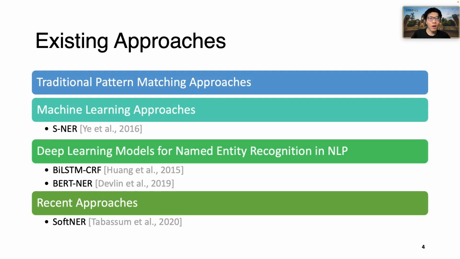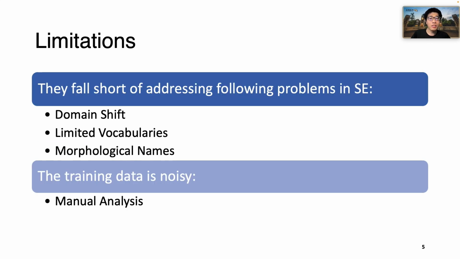SER has evolved from pattern matching to machine learning to deep learning. Deep learning models are the leading paradigms for named entity recognition in general text and can also be adapted to recognize software entities. Recently, SoftNER has been proposed to detect fine-grained software entity types with a model fine-tuned on Stack Overflow data. However, existing SER approaches, including SoftNER, have two key limitations.